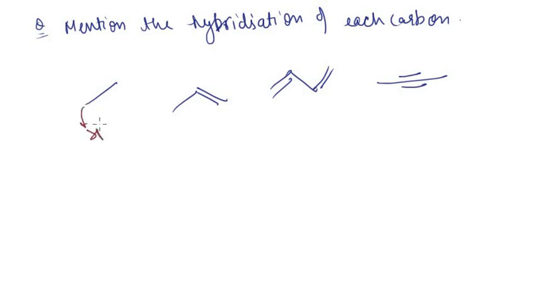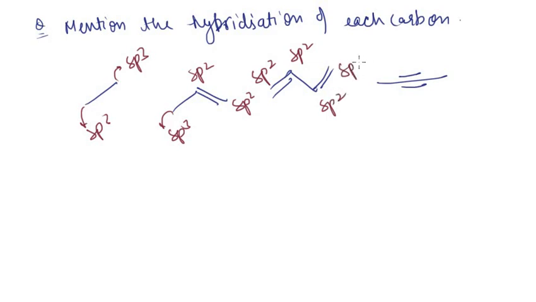This corner is sp3 hybridized, this corner is sp3, this carbon is sp3, this is sp3, this is sp2, this is sp2, this is sp2, sp2, sp2, sp2, sp3, sp, sp and sp3.